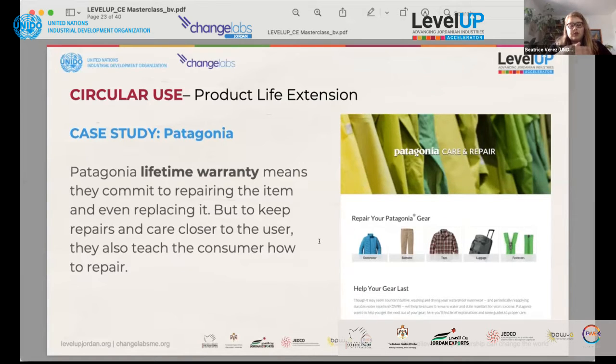But what they've done that goes a step further is that they want to keep the repair and care as close to the user as possible so that you aren't sending back the product to them unless the repairs really are beyond their means. So they've actually spent a lot of time recently teaching consumers how to repair their own products. And you can find it online where, if you want to repair your trousers or your tops or your luggage, they put specific instructions on how you can do that. And that's another way of extending the life of the product.